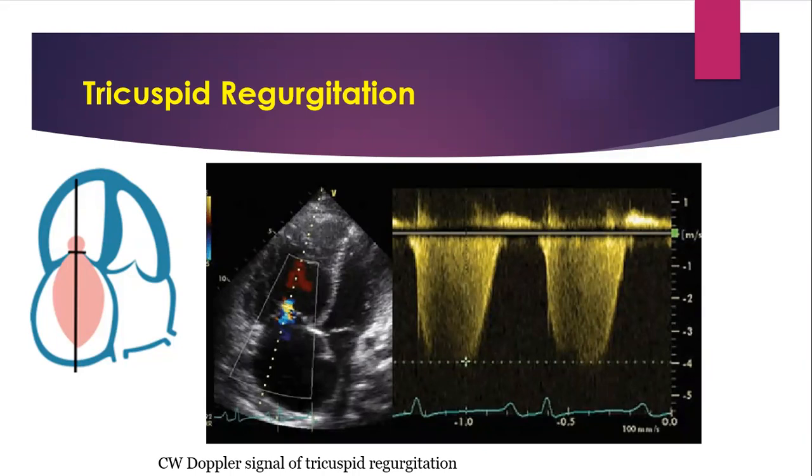So in that case, you put the cursor there on that valve, across the tricuspid valve, and you get that one. Then you measure that, and bring that measurement there.